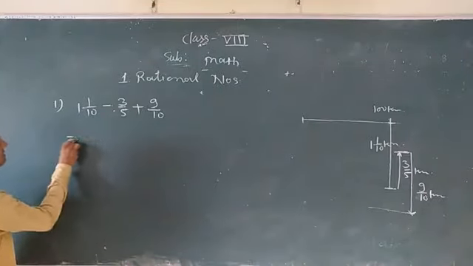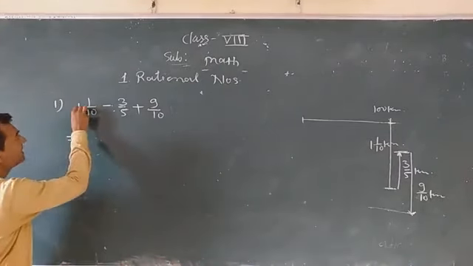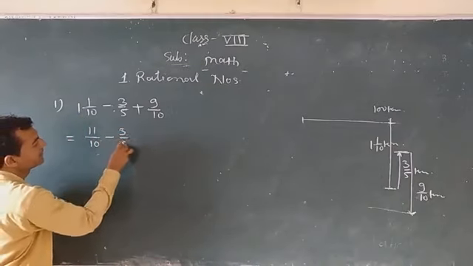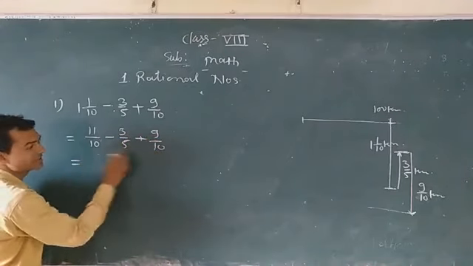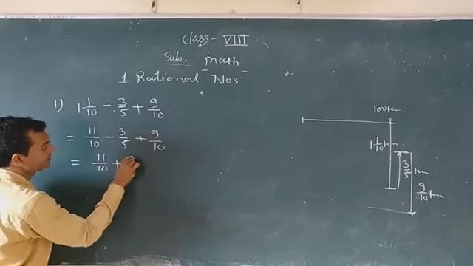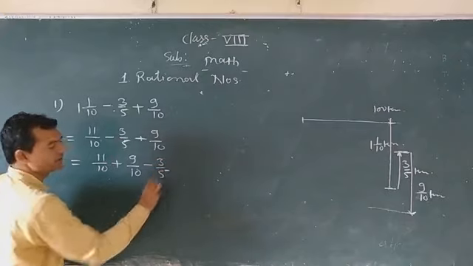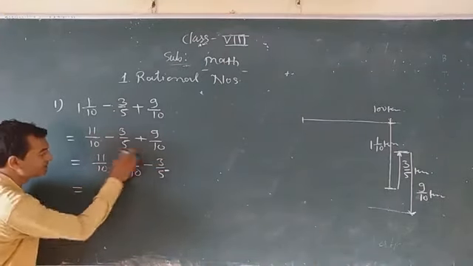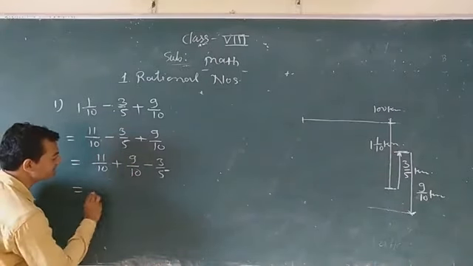Okay, so see here, how to solve? This is the mixed number. Okay, so 10 into 1 plus 1 is what? 11 by 10. This is minus 3 by 5. This is plus 9 by 10. Okay, these two denominators are same, so we have to write like this: 11 by 10 plus 9 by 10. Then you have to write this minus 3 by 5. Here both numbers have the same denominator, so you have to solve these two numbers first and then subtract this number. Here the denominator is same, so the denominator remains as it is.